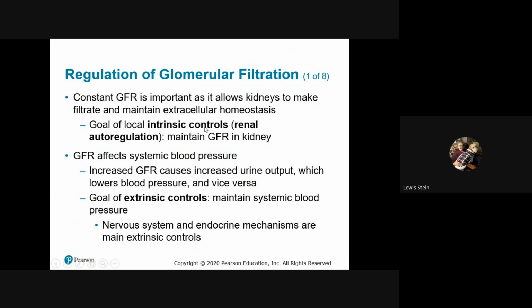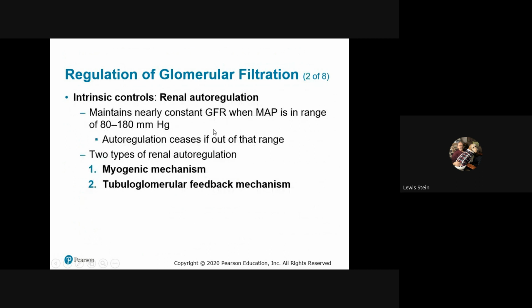And now we get to the physiology of the controls. So they maintain that. It's all about systemic blood pressure increase. Filtration causes increased urine output, which lowers blood pressure and vice versa. So the whole idea between the nervous system and the endocrine system is to maintain these levels. Most of it's auto-regulated, what I was saying before, as long as it's in that MAP range of 80 to 180. When it gets too low, like in severe shock, or too high, which is called malignant hypertension.